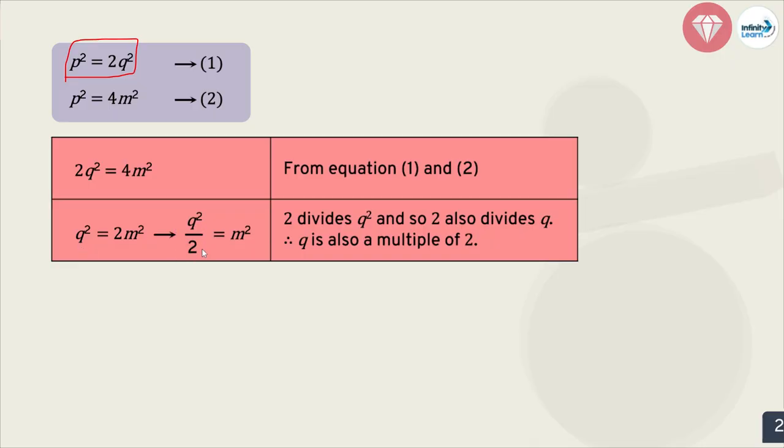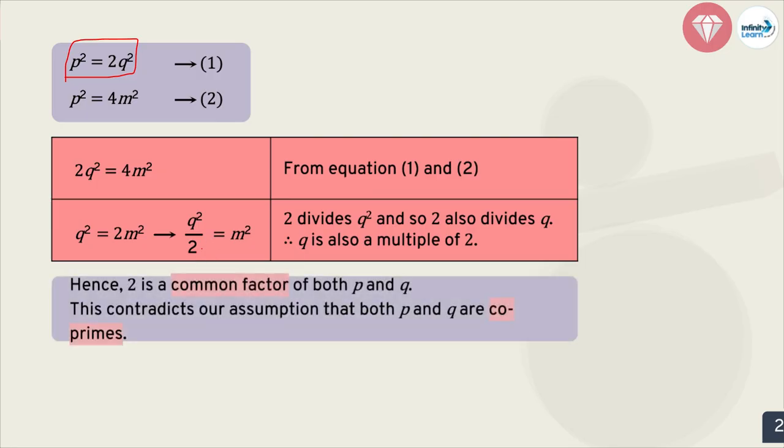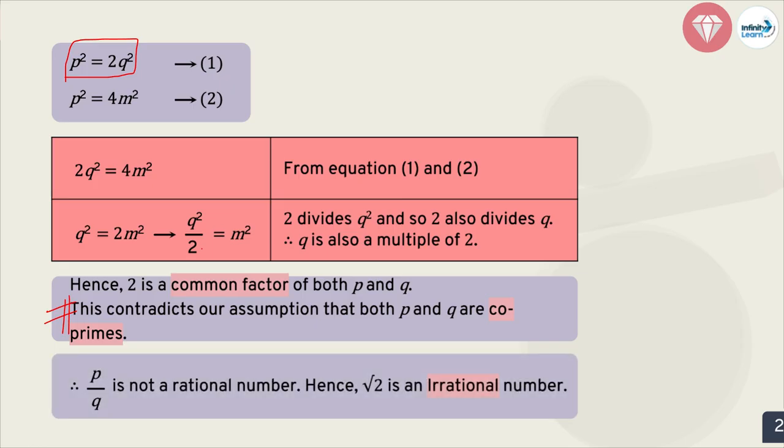q square is divisible by 2. Therefore q is also divisible by 2. Here q and m both have common factor 2. Therefore it contradicts the fact that p and q are co-prime. ठीक है? Therefore our assumption that root 2 is rational is wrong. जो हमने माना था स्टार्टिंग में रूट टू रैशनल नंबर है वो गलत है, देयरफॉर रूट टू इज एन इरेशनल नंबर. समझ आया व्हाट आई हैव डन?